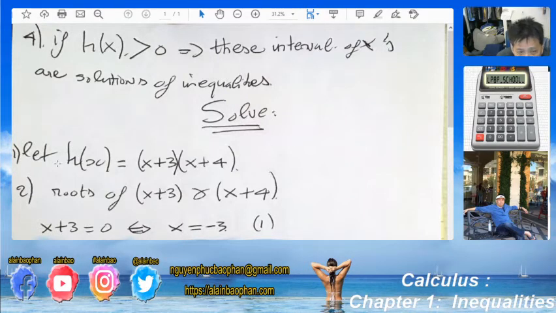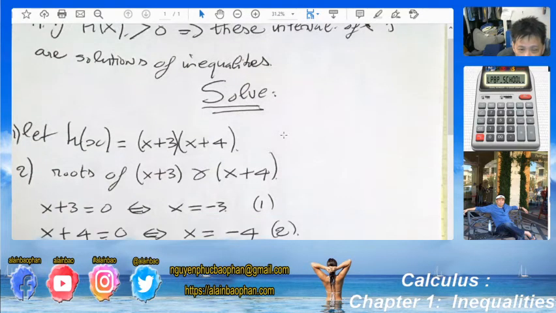Okay, first thing, suppose we have a function f of x equal x plus 3 times x plus 4. Okay, and then second step, you need to find the roots of x plus 3 and x plus 4.